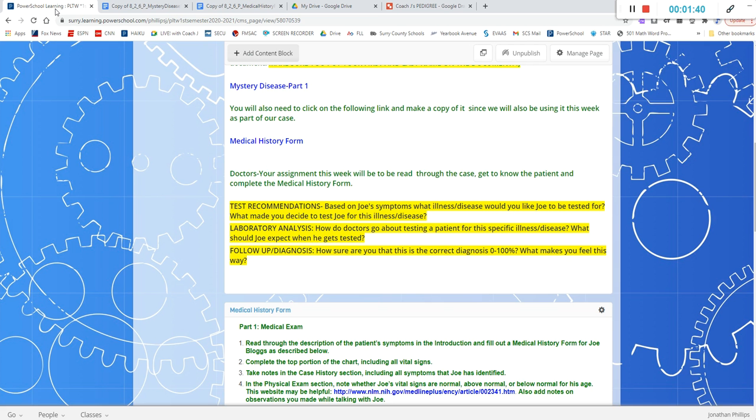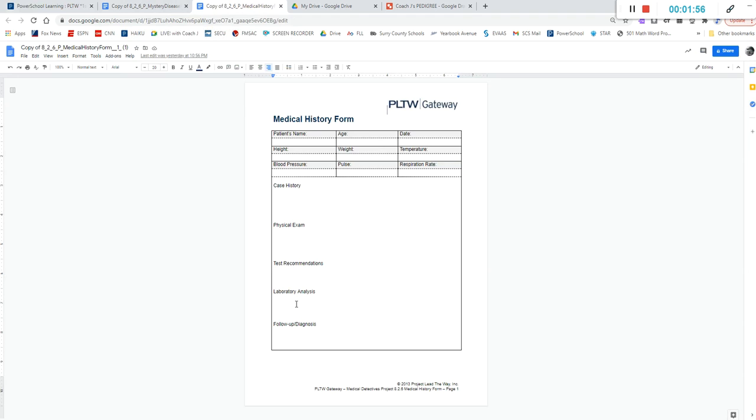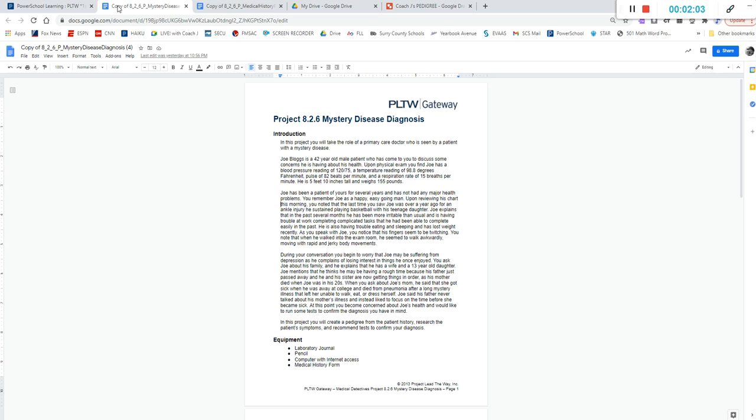And then you'll put that for the test recommendations portion on the medical history form, okay? So let's go next to the laboratory analysis. How do doctors go about testing a patient for this specific illness or disease? Let's say that you want Joe tested for multiple sclerosis or MS. How does a doctor go about testing a patient for MS? You can research that, and you'll put that there for the laboratory analysis, okay? I would not like for you to copy and paste, but it would be okay if you did, okay?